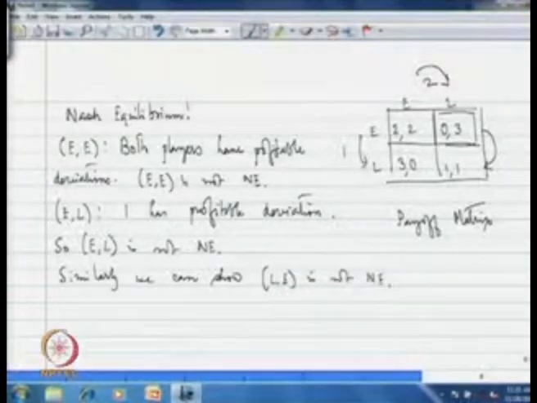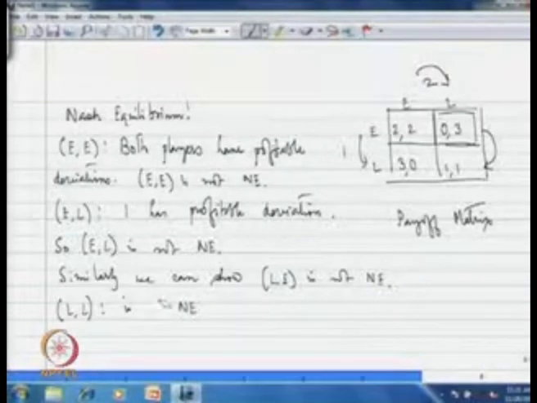And finally, what is left is LL. LL is a Nash equilibrium, because from LL nobody basically tries to deviate, because if anyone deviates and boards the train early, he is being discourteous and that is worse. So, therefore, LL is a Nash equilibrium. In fact, it is the Nash equilibrium.